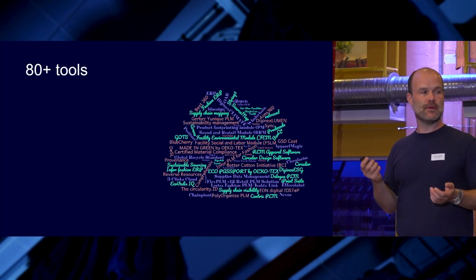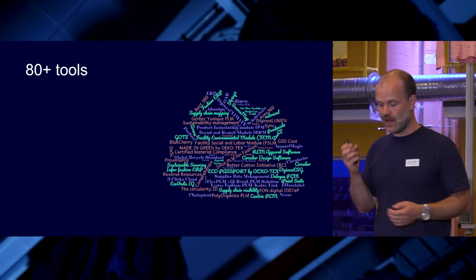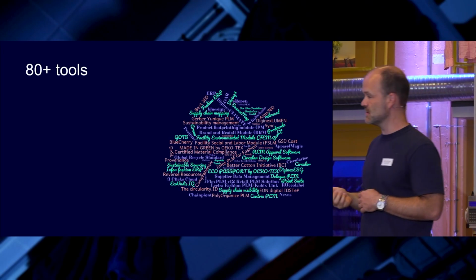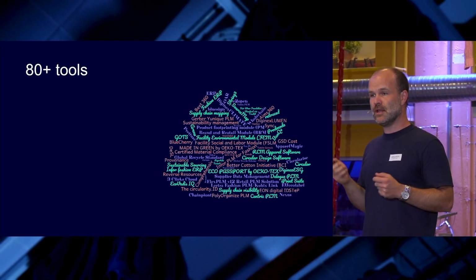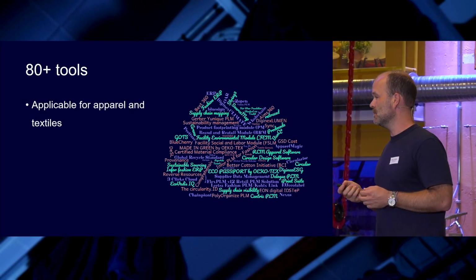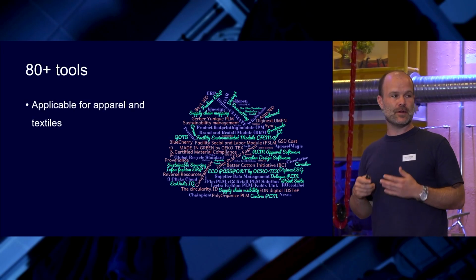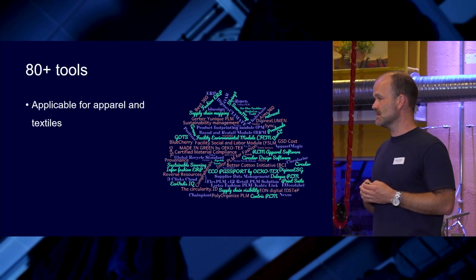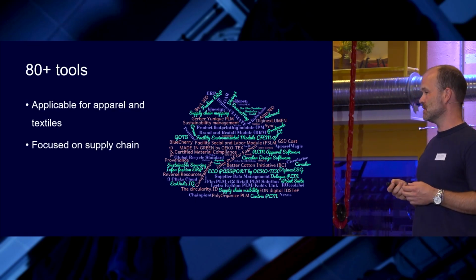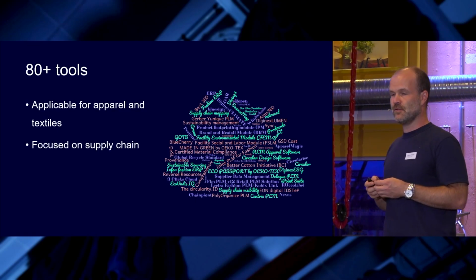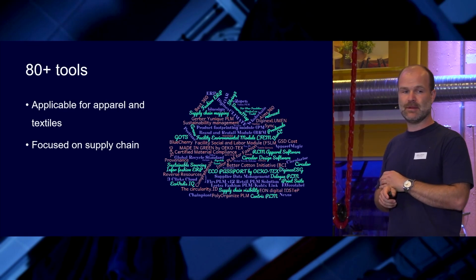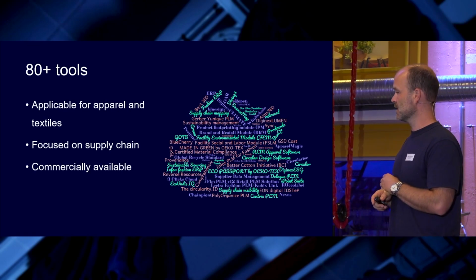So in this mapping, we found 80 plus tools, many tools, that were applicable for apparel and textiles. And we did a global overview of these tools. The tools were focused on supply chain management.